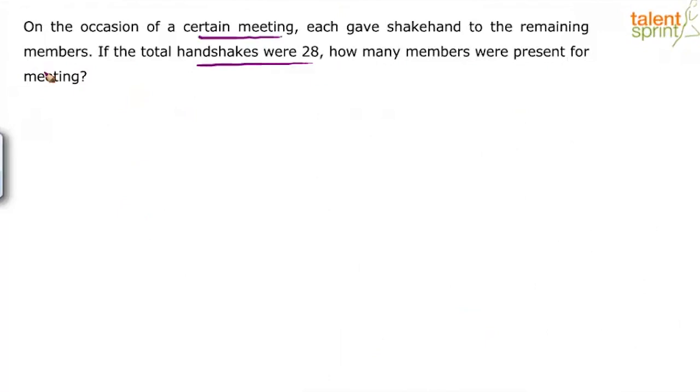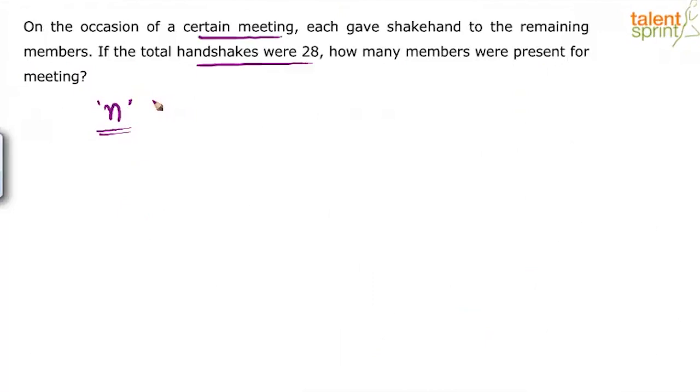in a jiffy, right? So let's assume the number of members is n. The number of members in the meeting is n. Now, how do you count the number of handshakes? The number of handshakes is equivalent to the number of ways in which you can choose two persons out of the given group. Right? Out of n members, in how many ways can I choose two members? Because each time I choose two members, it's like one handshake.